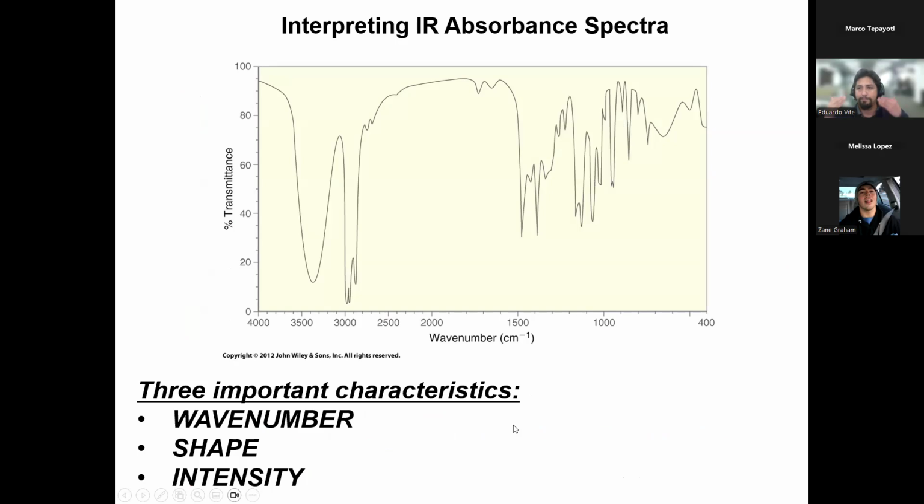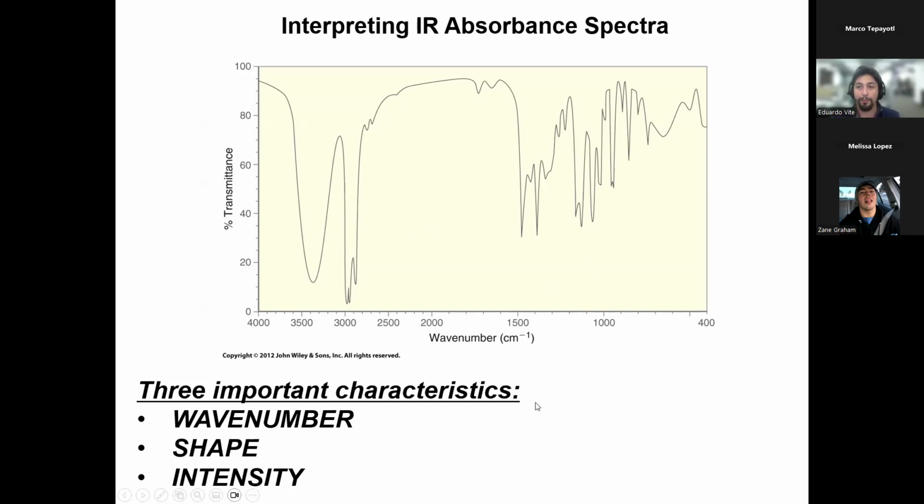So here we go. Now we have an actual example of a real IR spectra, and this is what it looks like. Right now it looks like a bunch of squiggly lines. At the end of the presentation, you're going to be able to look at this and be like, oh yeah, I definitely see an alcohol. I definitely see an sp3 CH bond in here.